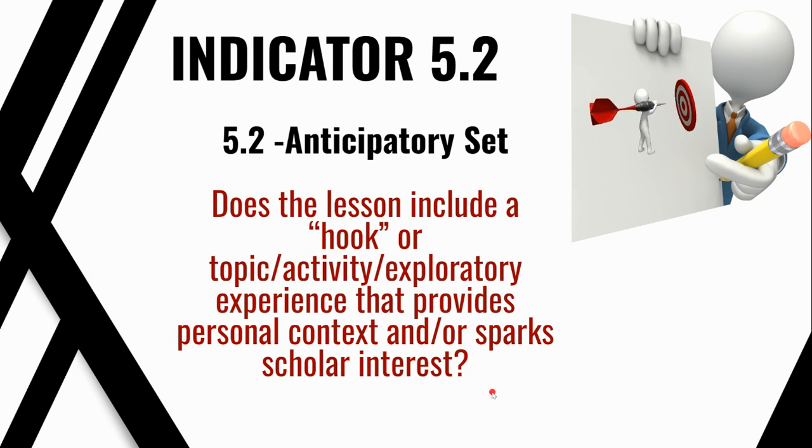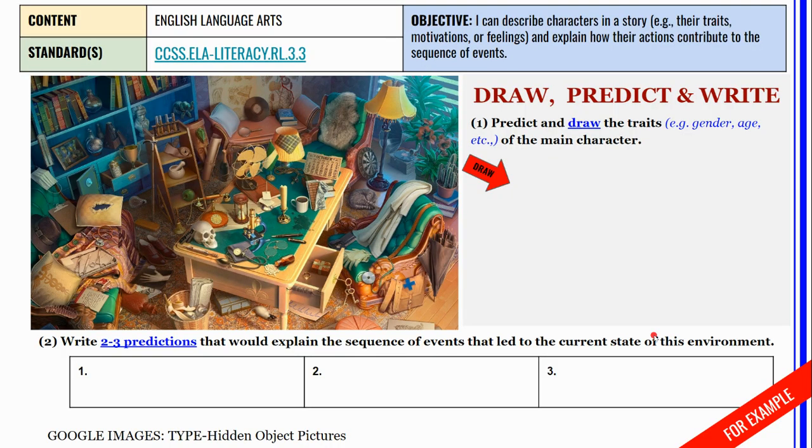Indicator 5.2, Anticipatory Set. Does the lesson include a hook or topic, activity, or some type of exploratory experience that provides personal context and or sparks scholar interest? Again, what is going to spark your scholars' interest? All of our scholars are uniquely different. One thing that most of our scholars, as Generation Z or Generation Alpha, share is that they're very visual. So we should think about things that we can use to capture their interest.